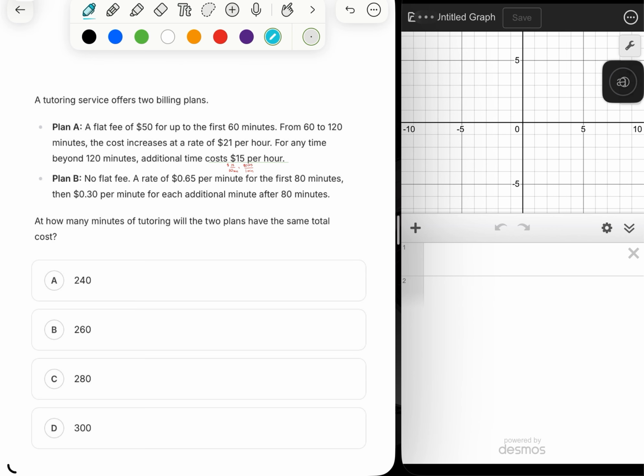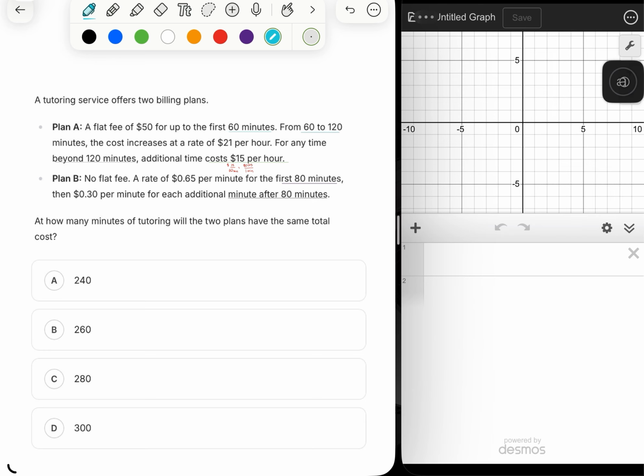You'll notice that there are different time intervals in this problem. For plan A, there's the first 60 minutes, then 60 to 120, and then of course beyond 120. For plan B, there's the first 80 minutes, and then minutes beyond 80. So how do you write equations for each of these?